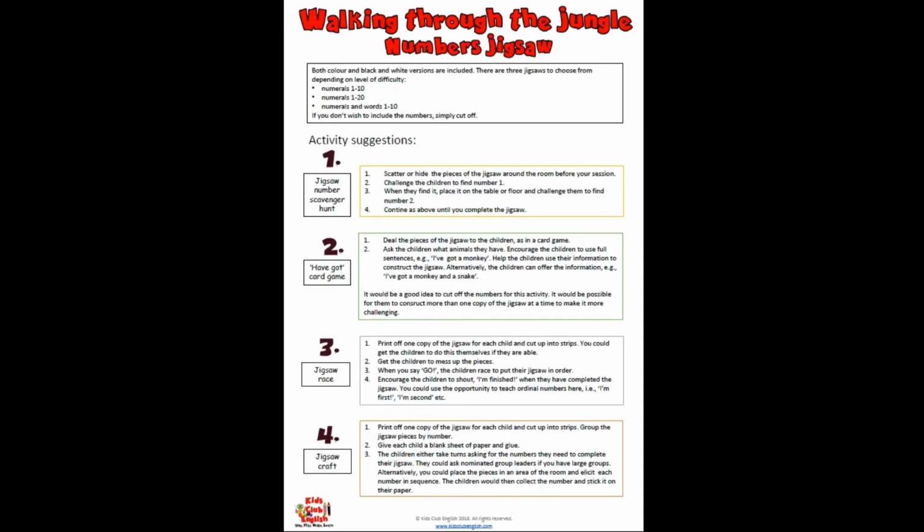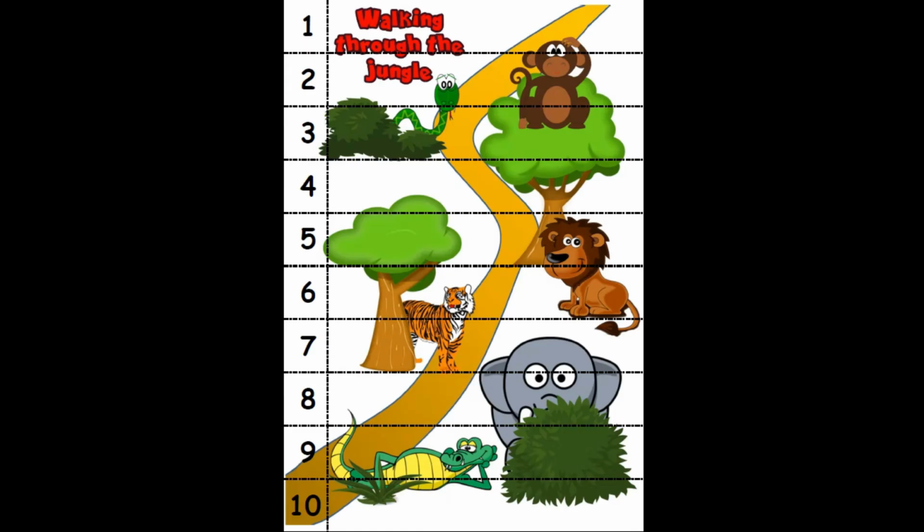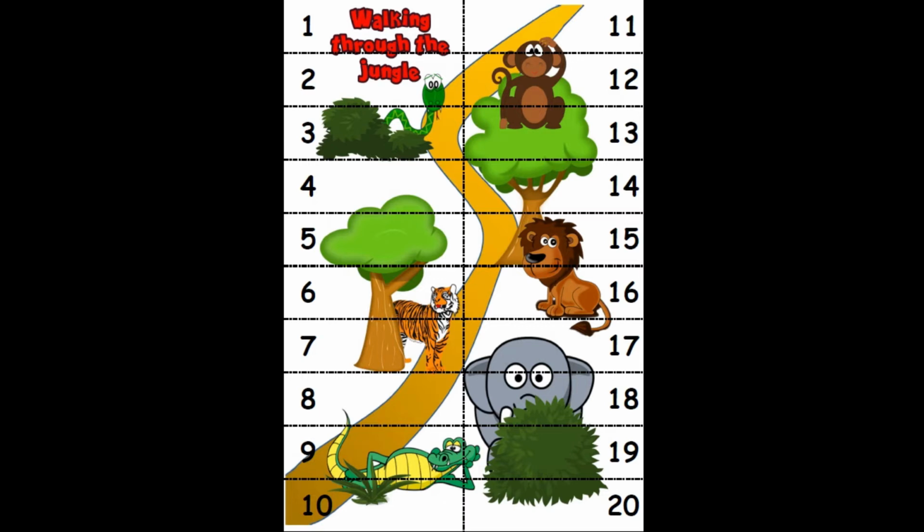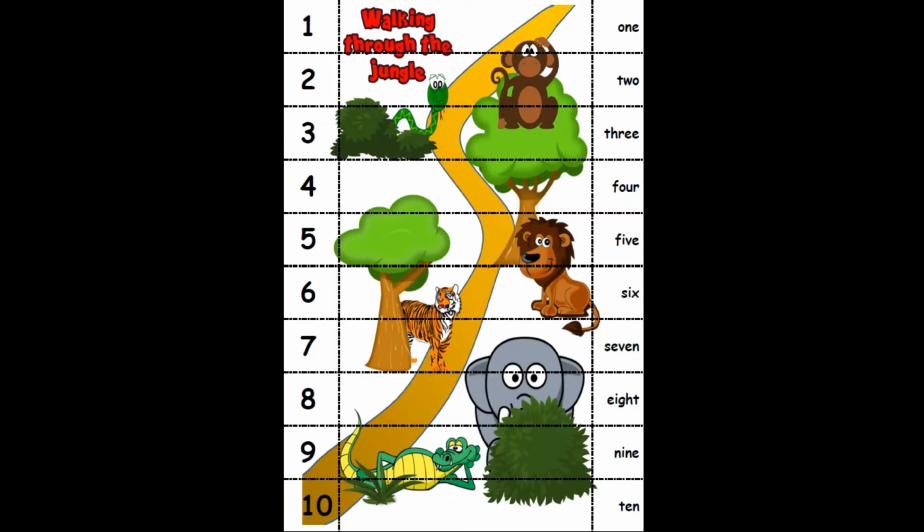Then we've got the numbers jigsaw. So there's the numerals 1 to 10, cut them into strips, put them together. And then 20, so probably best for ages 5 and up. And the same with these, so you've got the word and also the numeral.